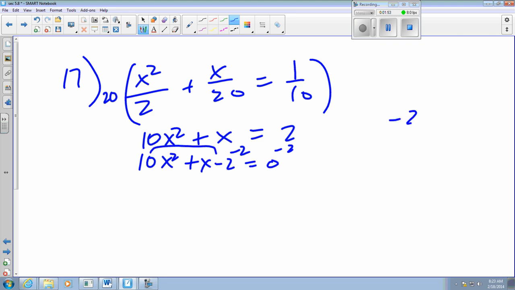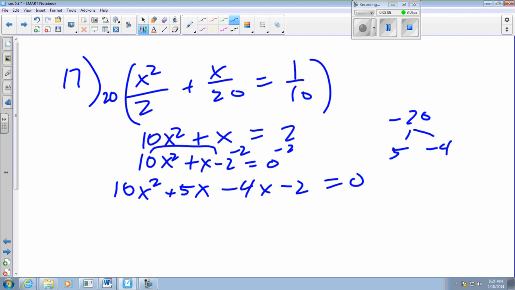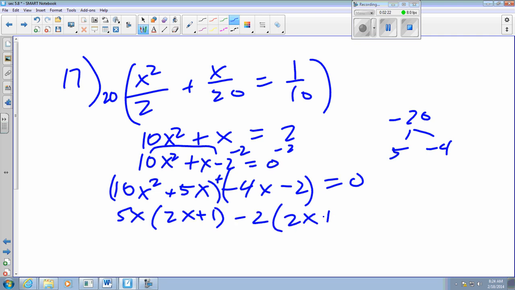AC gives me a negative 20. Factors of negative 20 that add up to 1 would be 5 and negative 4. Since we have a number in front of the x squared, we have to split the middle term and factor by grouping. Greatest common factor of my first group looks like a 5x, leaving me with 2x plus 1. Greatest common factor of my second grouping is a negative 2, leaving me with a 2x plus 1. And I'm going to rewrite that as 2x plus 1 times the quantity of 5x minus 2.